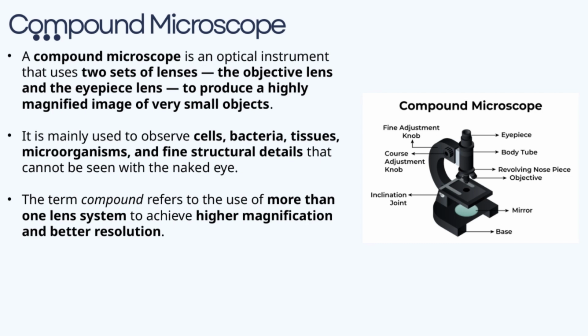Basically, the building blocks of life, as well as fine structural details that are simply invisible without magnification. Now, when we say compound, we're referring to the use of more than one lens system. This design allows us to achieve higher levels of magnification and also improves the resolution, meaning we get clearer, more detailed images. So, in essence, the compound microscope is essential in many scientific fields because it enables us to explore the microscopic world in great detail, helping us understand the complexities of life at a cellular and molecular level.